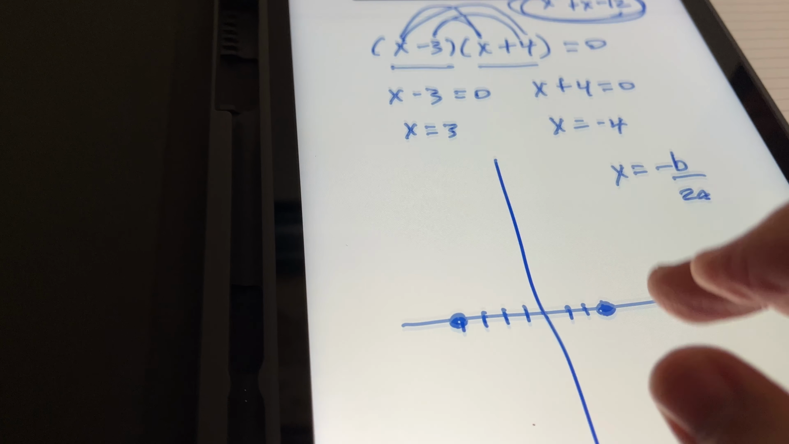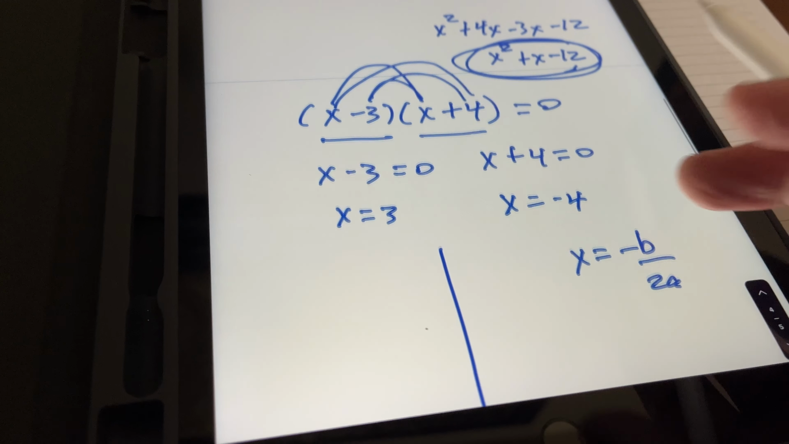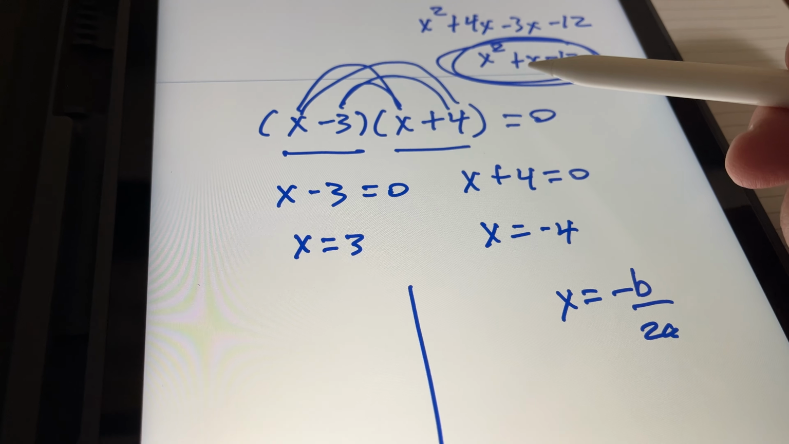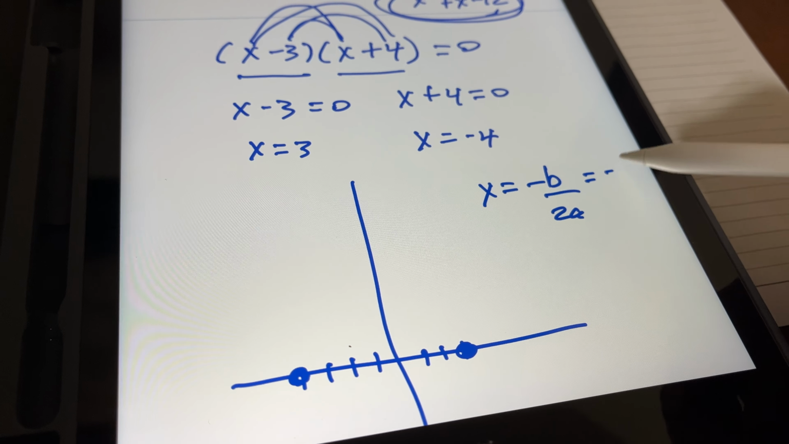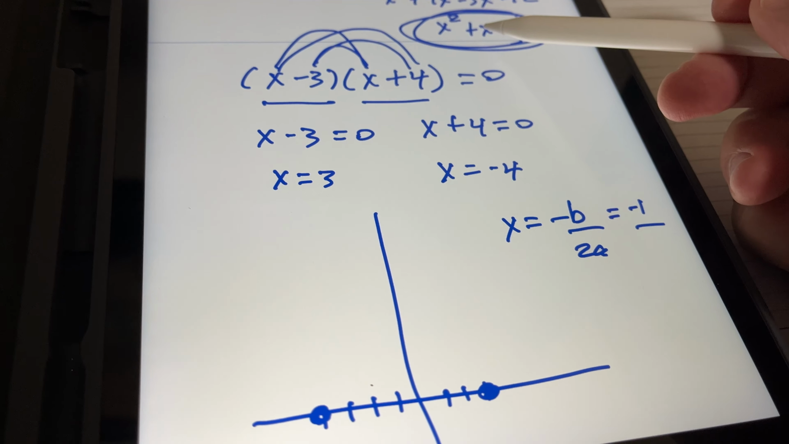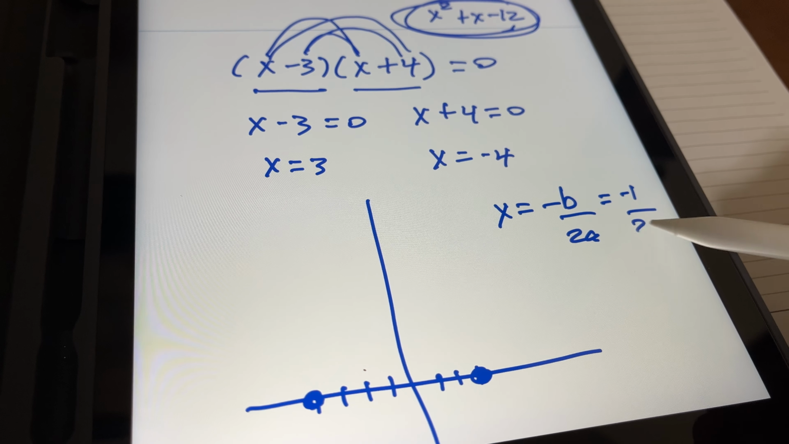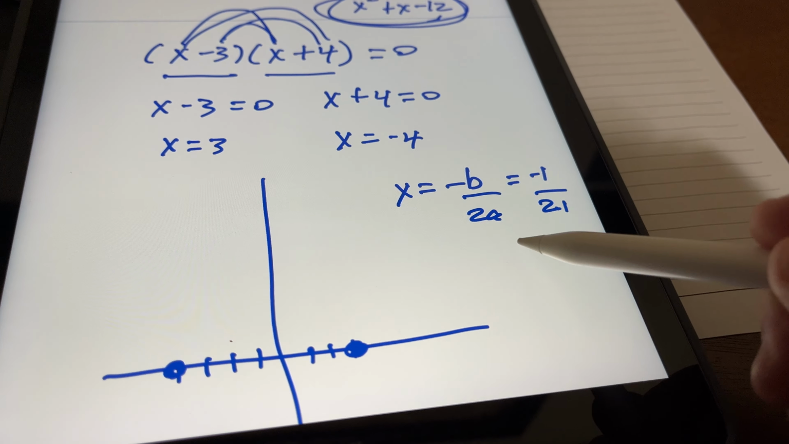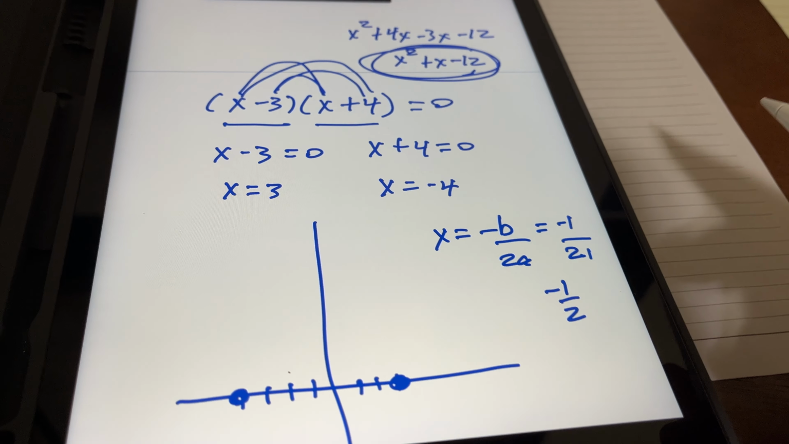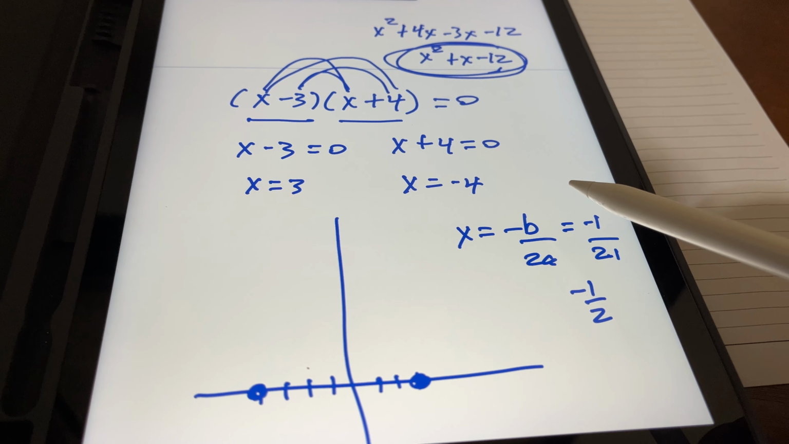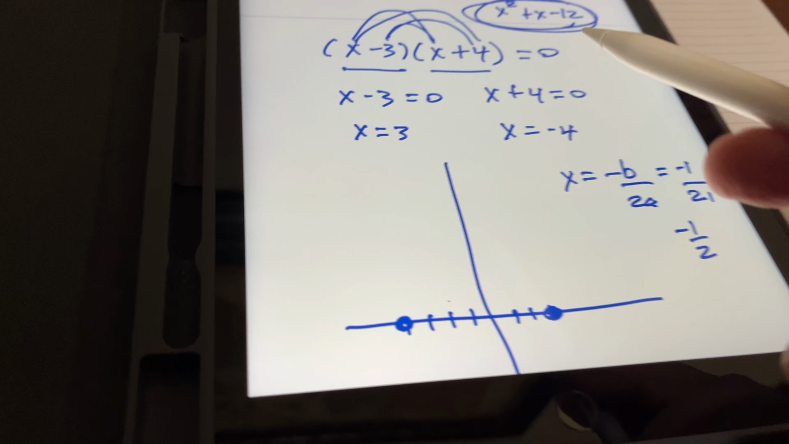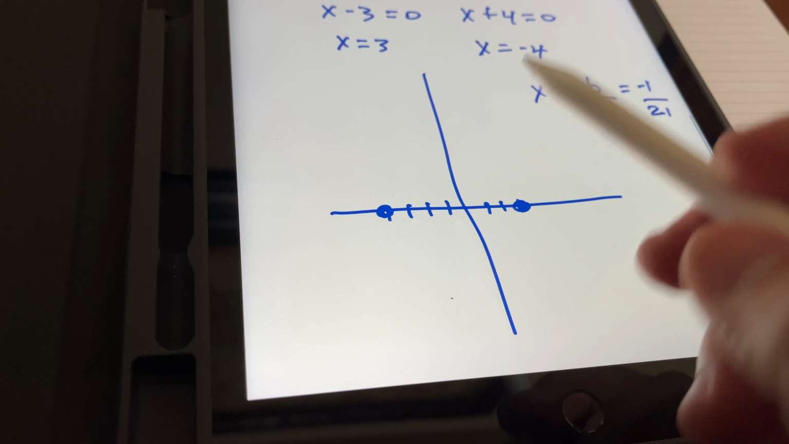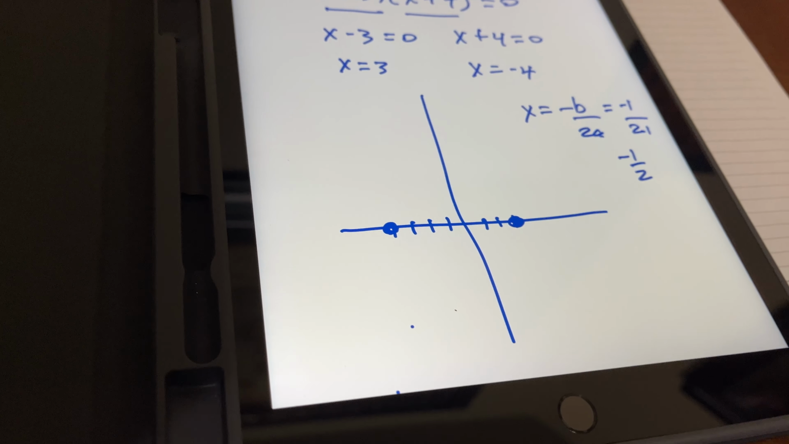So if I want to find the vertex on this, I'm going to do the opposite of b over 2a. Well, up here, the b term is 1, so the opposite of b is negative 1. And it's over 2 times a, so 2 times 1. So it's pretty clear that the x value is negative 1/2.